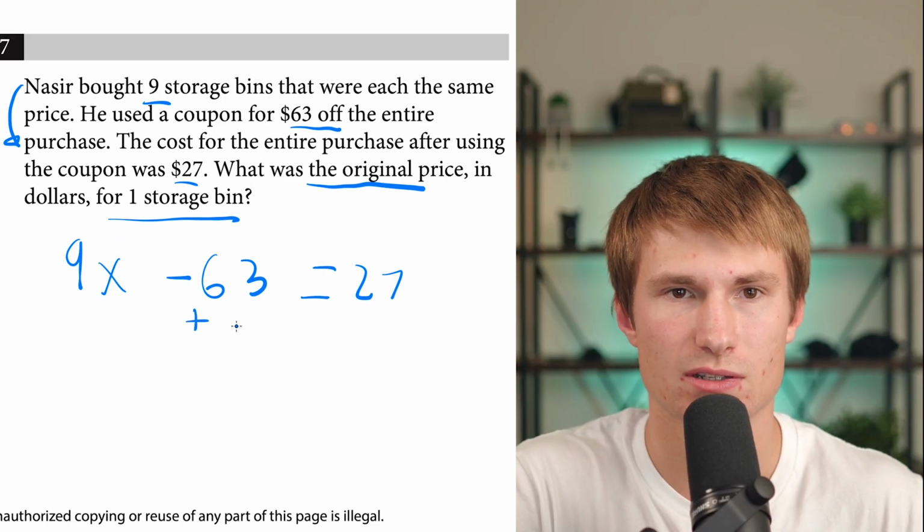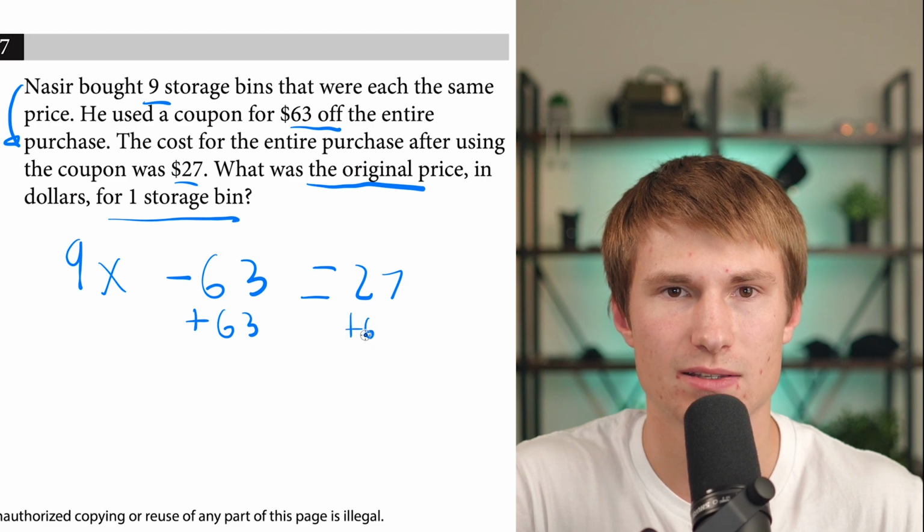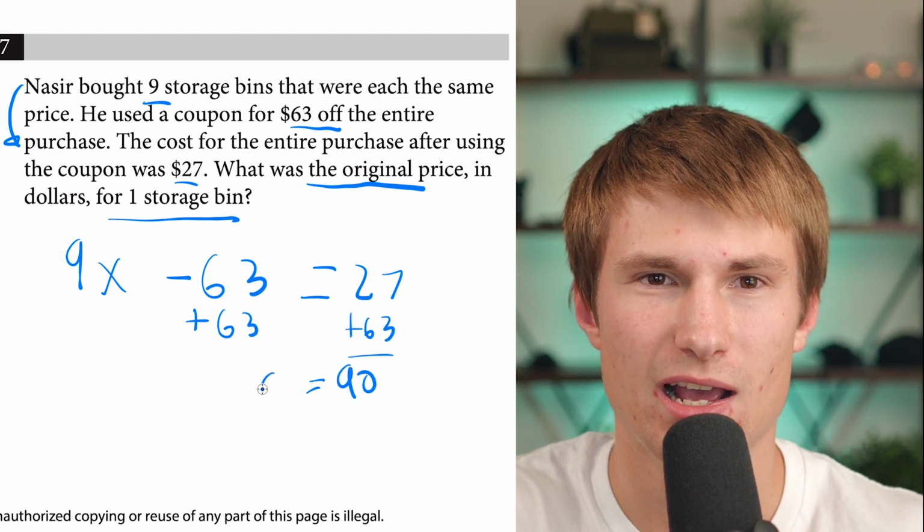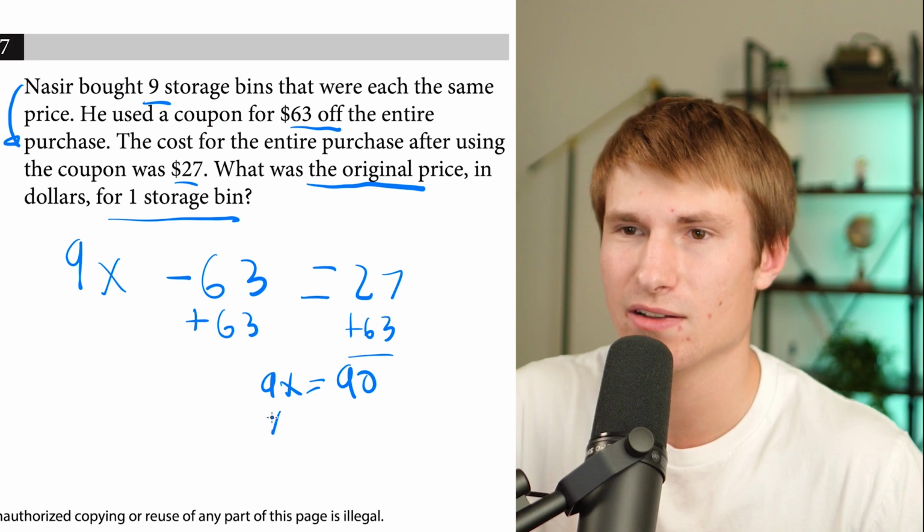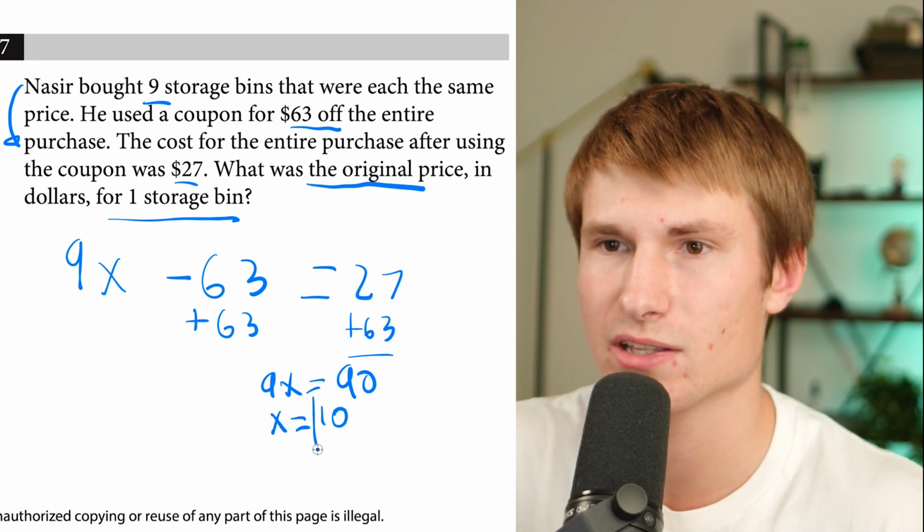So all we got to do here is isolate X. We'll add 63 to both sides. Okay, we're going to end up with 90 is equal to 9X. We divide both sides by 9, and that will give us X is equal to 10. So our answer there will be 10.